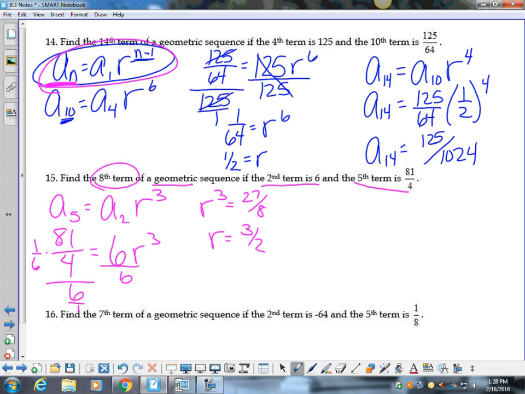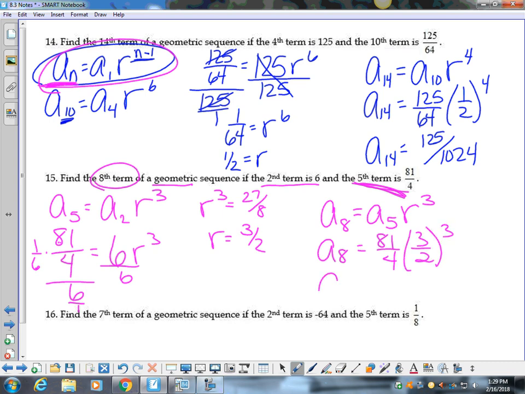Okay, I want the 8th term. I'm going to base it off of the 5th term. So the 8th term, the one farther down the road, equals the 5th term times r to the, all right, how many r's do you need to get from 5 to 8? I need 3 of them. So the guy I don't know, 81 over 4 is my 5th term. I now know that my r is 3 over 2. I want you to pause this and very carefully type it in and make sure you get 2187 over 32.